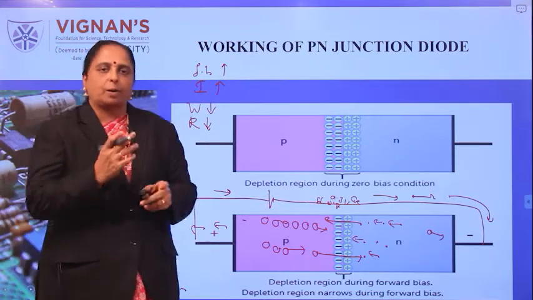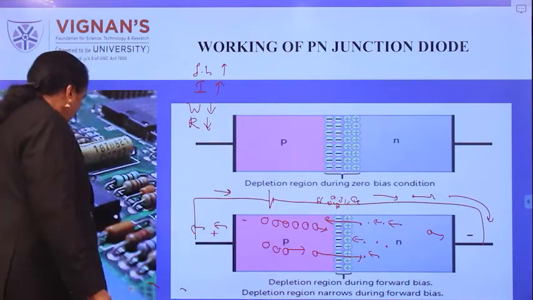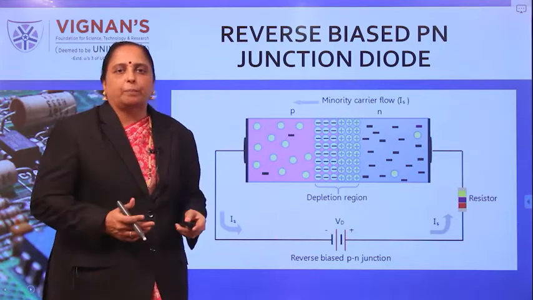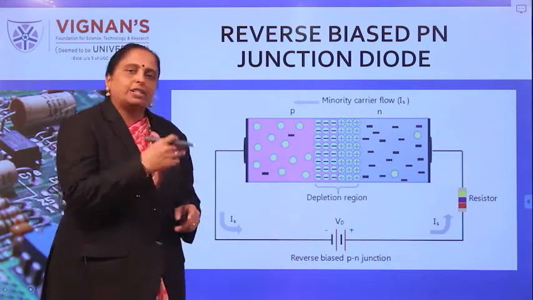So, just the opposite property will be seen in the reverse bias condition. Okay, next slide. Here, you will see the reverse operation of the PN junction diode, that is, when a PN junction diode is connected in reverse bias condition.